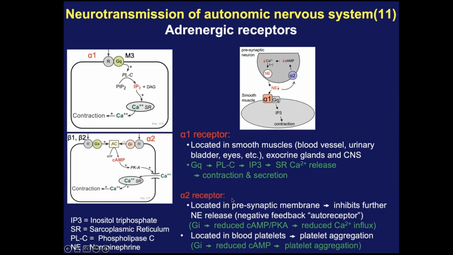The alpha 2 receptors are also found in the blood platelets. When the alpha 2 is activated, the cAMP level will be reduced in the platelets, and this will promote the platelet aggregation.